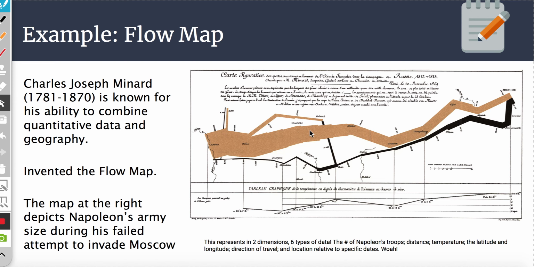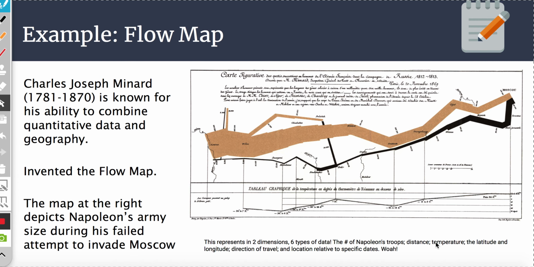All right. In fact, this infographic goes much deeper than that. It's in 2 dimensions because it's flat, but it has 6 types of data. It has the number of Napoleon's troops, the actual army sizes, so that's quantitative. The distances that they're traveling, that's also quantitative. The temperature at the time, so you can start drawing conclusions about how the temperature affected the size of his army. As literally they were marching to Moscow in the winter, people died, freezing to death and starving. So the temperature was important to keep track of. The latitude and longitude is also kept on here, as well as the direction of travel and the location relative to specific dates.